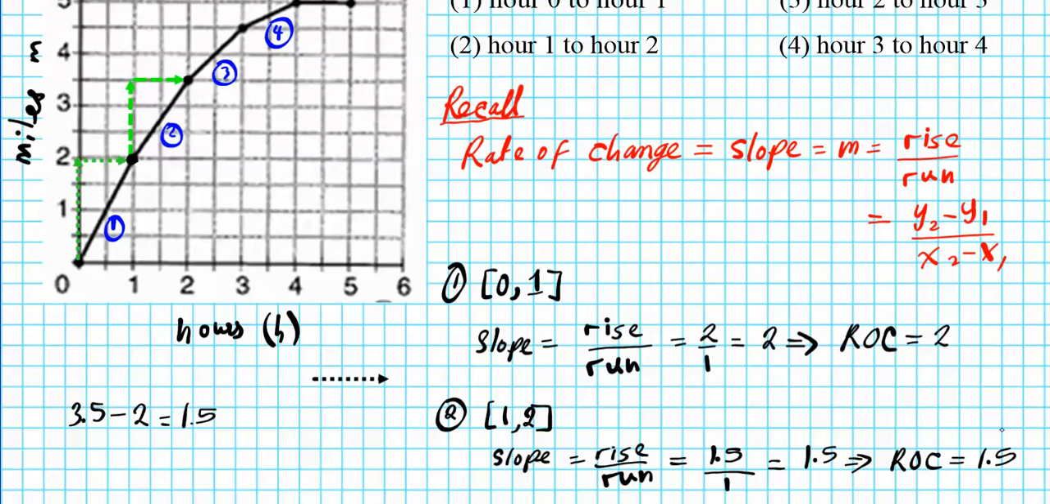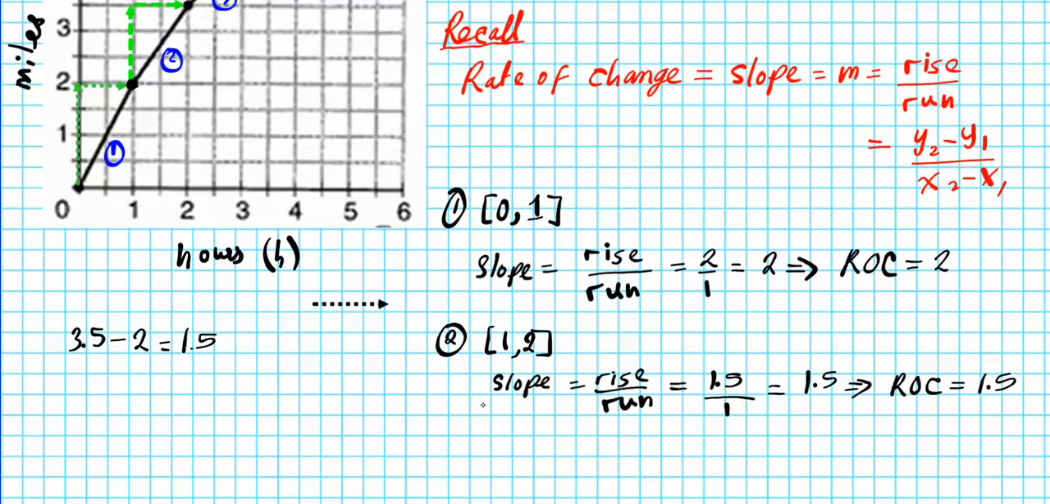Okay, so you see what's happening. As it gets less vertical, approaching the horizontal, the rate of change is decreasing. What do you think is going to be with interval 3? It's going to be less, right? Because it's less vertical. So let's make sure that our hypothesis is correct. For interval number 3, we are going from 2 to 3. What are we looking for? Slope or rate of change, which is rise over run.